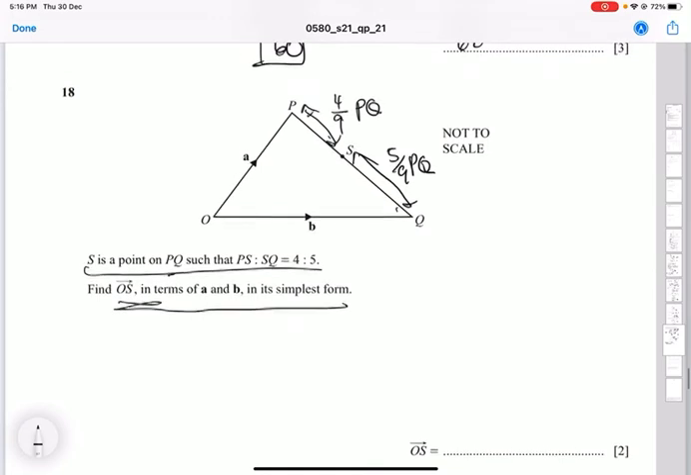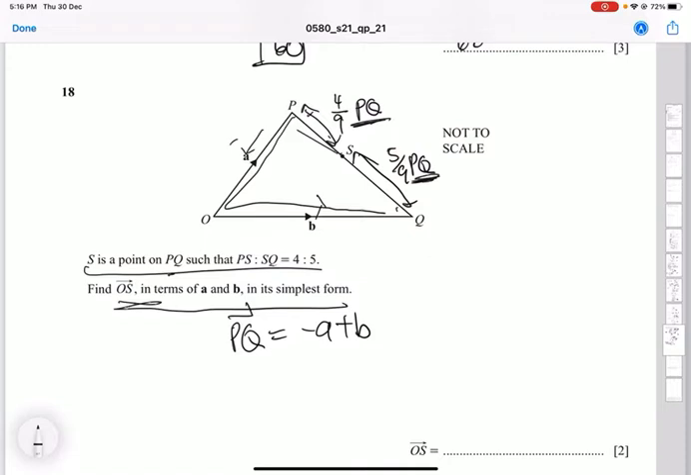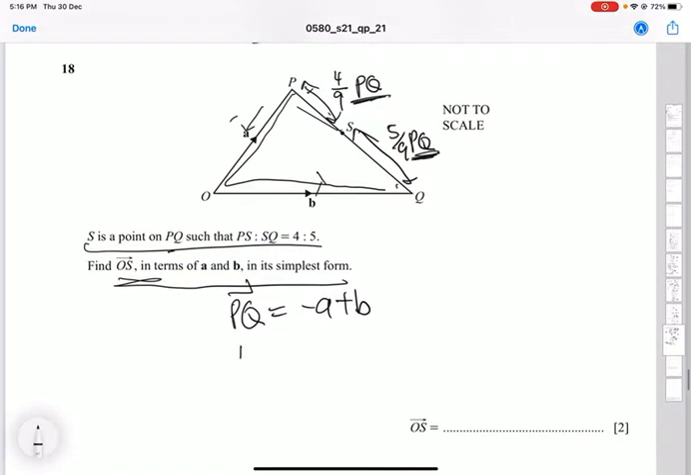So we need to figure out what PQ is first, to figure out what these distances are. PQ is simply going from P to Q, so like this. It's clearly minus A plus B. Reverse the direction as negative. So you now know what PS is. It's 4 on 9 of minus A plus B, so that gives you minus 4 on 9A plus 4 on 9B.